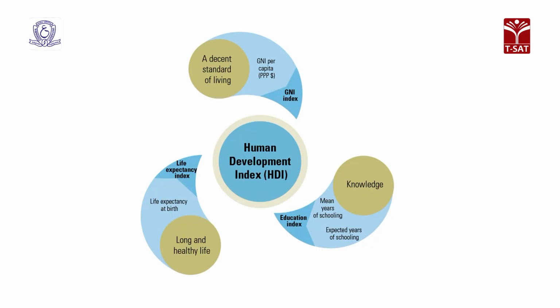The HDI looks beyond GDP for a better definition of well-being. The 2010 report introduces these three new indices to capture important aspects of the distribution of well-being for inequality, gender equity and poverty. A long and healthy life, life expectancy at birth, education index, which includes mean years of schooling and expected years of schooling. The third one is a decent standard of living, which includes gross national income per capita, purchasing power parity at US dollars.